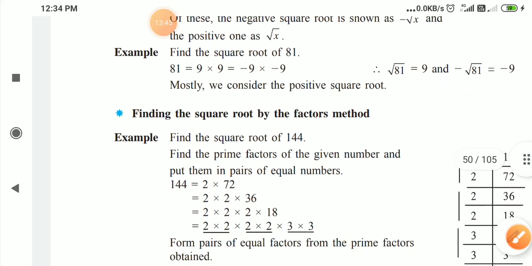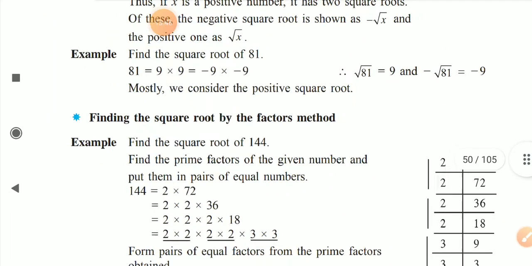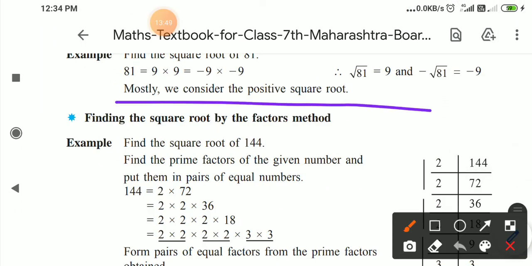Okay, so this is the next method of how to find the square root, which I will tell you tomorrow. Today your homework is to complete whatever I taught you today, and with this you have to learn by heart the squares of numbers 1 to 30. That is important. Once you understand it, I will teach you the next method.